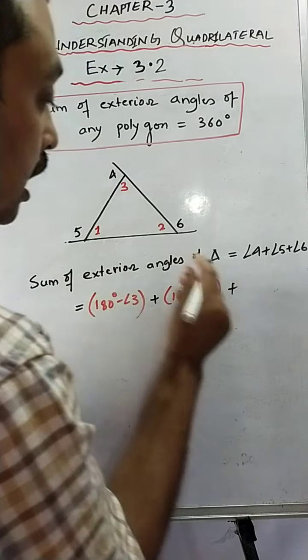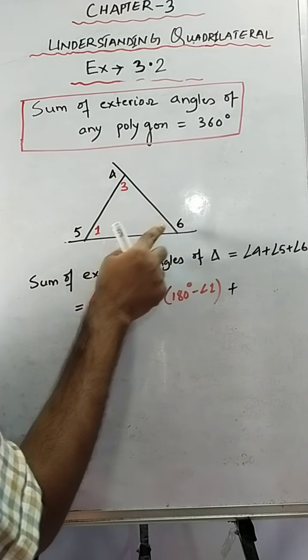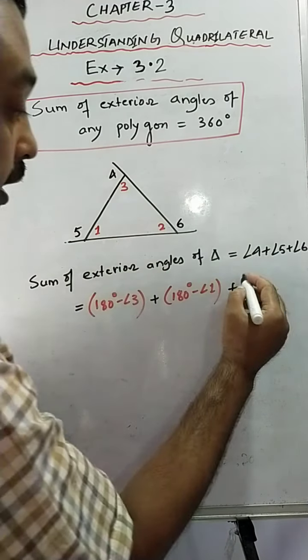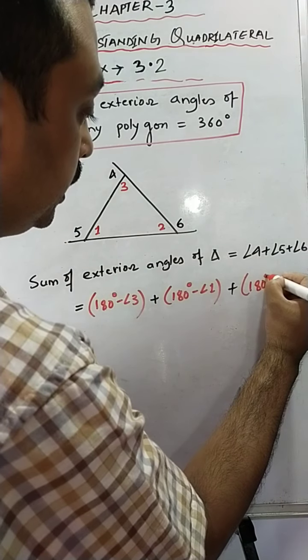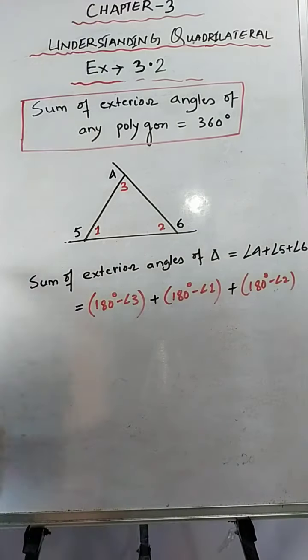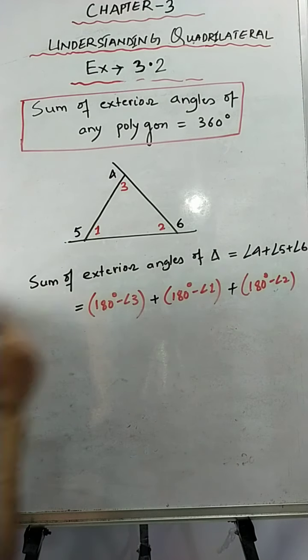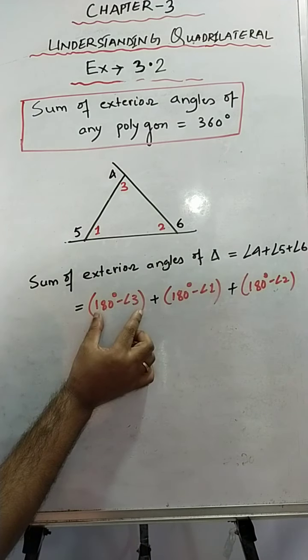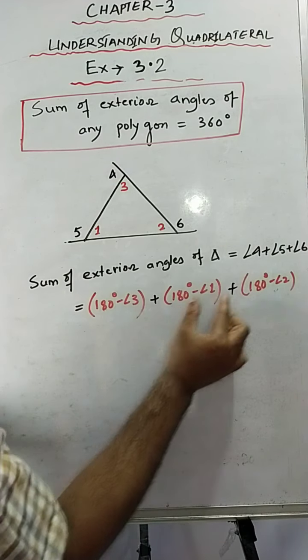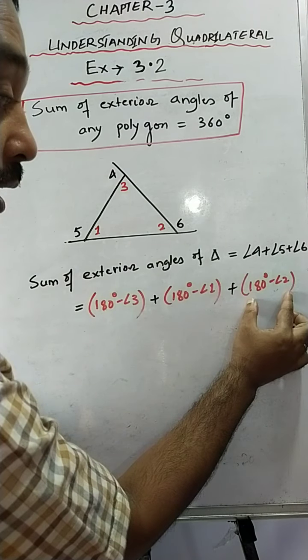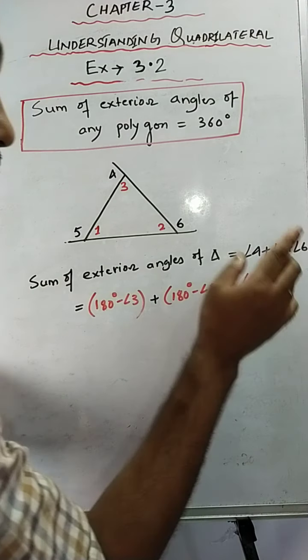Similarly, how to get the value of angle 6? We have to subtract angle 2 from 180 degree, isn't it? So again we will write 180 degree minus angle 2. Fine. So in place of 4, we have written 180 degree minus angle 3. In place of 5, we have written 180 degree minus angle 1. In place of 6, we have written 180 degree minus angle 2.